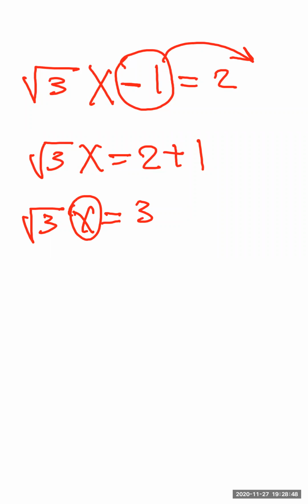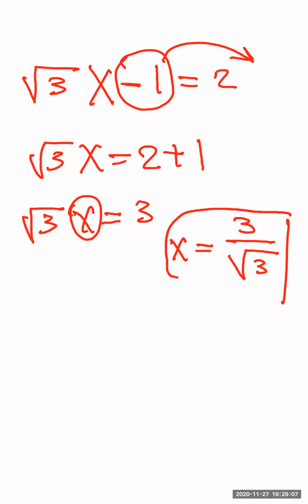Now x will equal 3 over the square root of 3. Then we have to simplify it, because we must not leave the square root in the denominator.